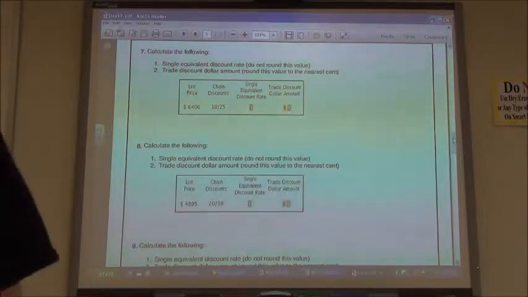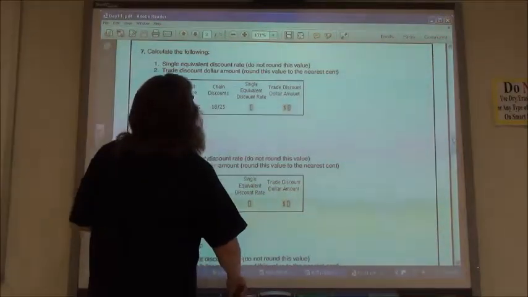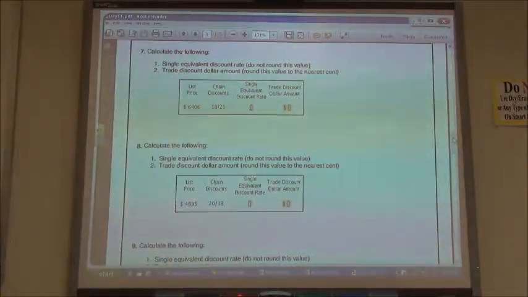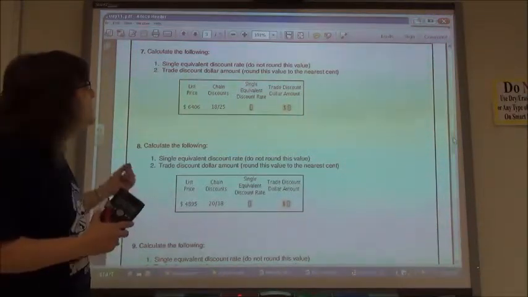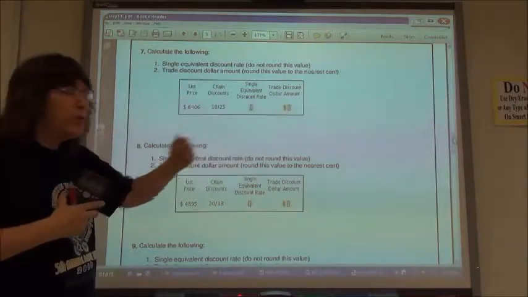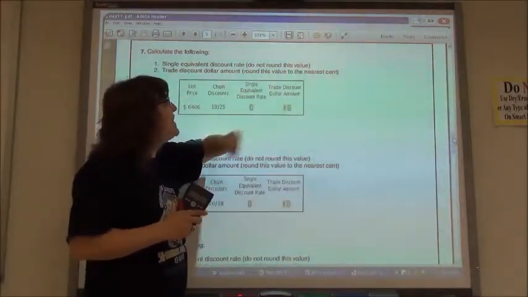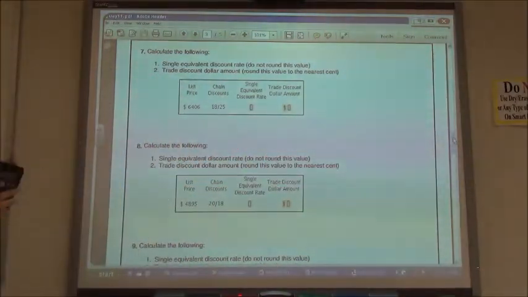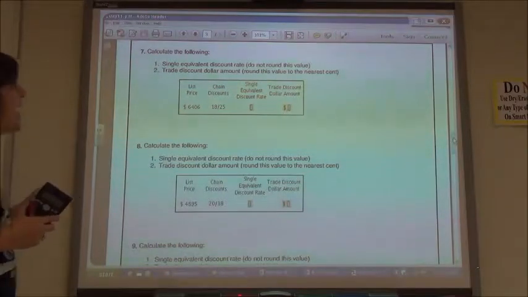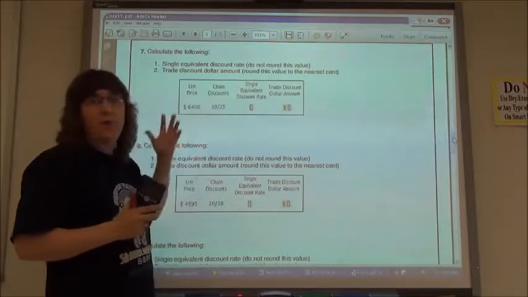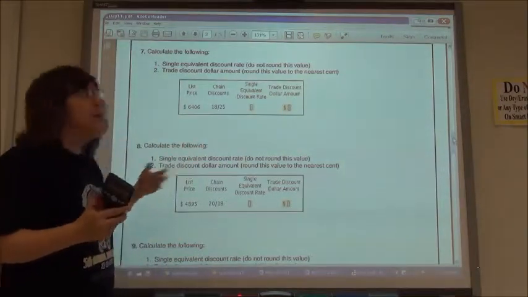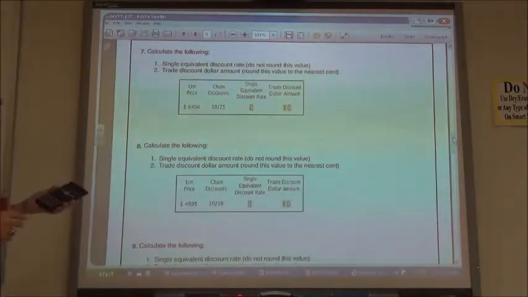So number 7, 8, 9, it wants us to calculate the single equivalent discount rate and then the trade discount dollar amount. On your invoice, a lot of times, instead of listing just what the end value is going to be, you need to list what the discount is going to be. We're going to start this out sort of the same way. What we have to do is find the net equivalent rate first, and then we're going to subtract that from 1 in order to find the discount equivalent rate.